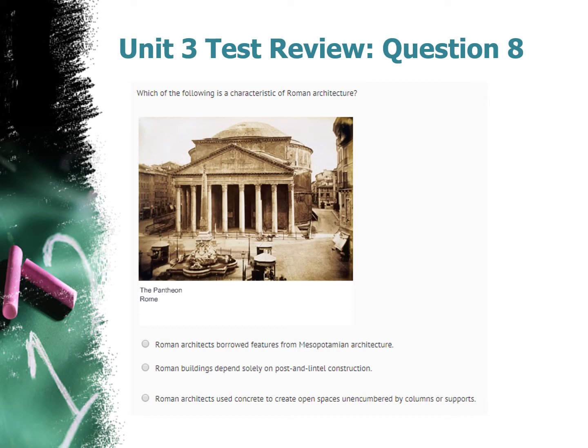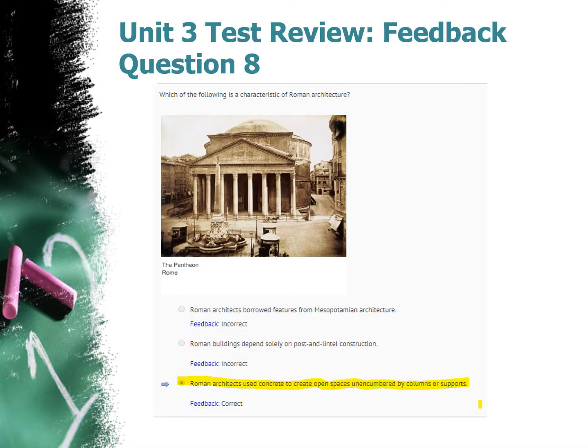It's really neat. Okay, let's go over our answer choices. The Roman architects borrowed features from Mesopotamian architecture. Roman buildings depend solely on post and lintel construction. Roman architects used concrete to create open spaces unencumbered by columns or supports. Your correct answer will be Roman architects used concrete to create open spaces unencumbered by columns or supports.